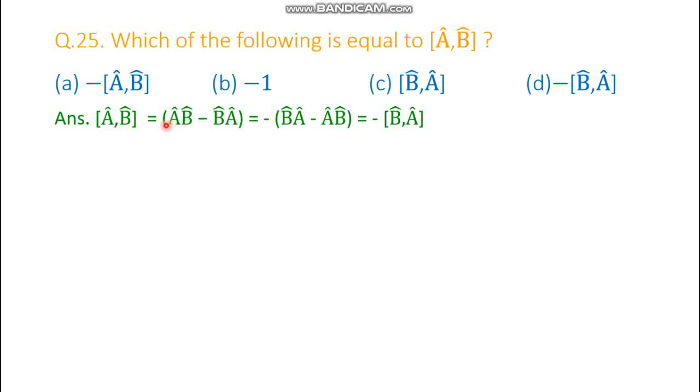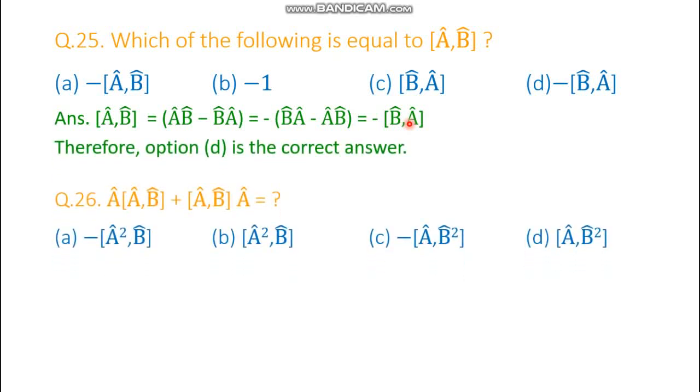Now if we multiply this by -1, then a negative sign has to be put, and due to multiplication with -1 they have to interchange their positions. So this position is taken by b cap a cap, and this position is taken by a cap b cap. So it is minus within bracket b cap a cap minus a cap b cap, and this is nothing but the commutator of b cap a cap. So the correct answer is the negative commutator of b cap a cap, and hence option D is the correct answer.